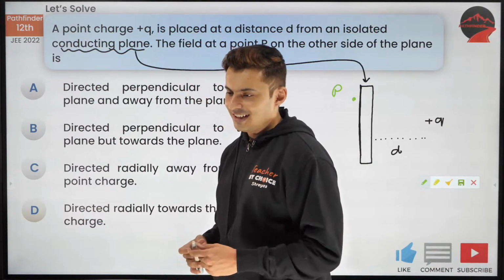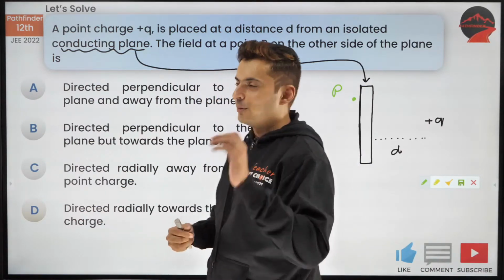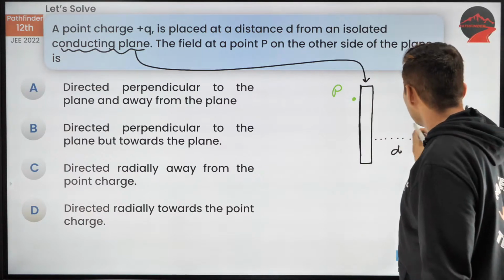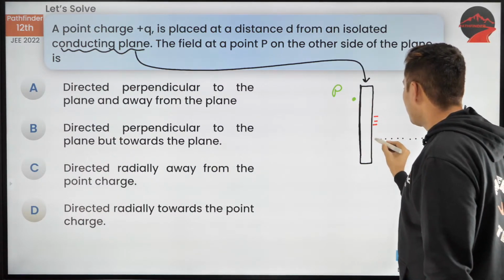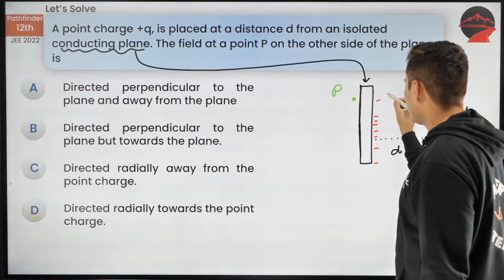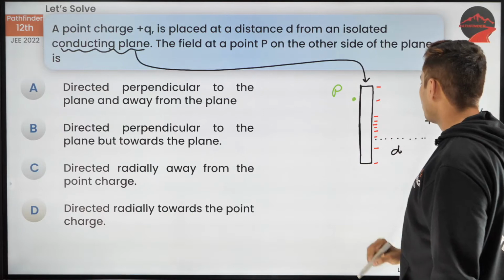Okay, you don't understand what to do? I'll tell you what to do. Because of this positive charge, what will happen? There will be more negative charges here. There will be negative charges over here. Correct? Something like this.